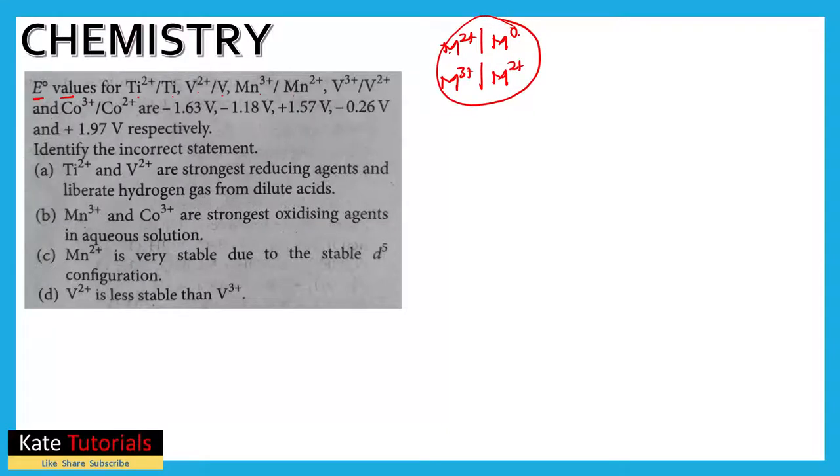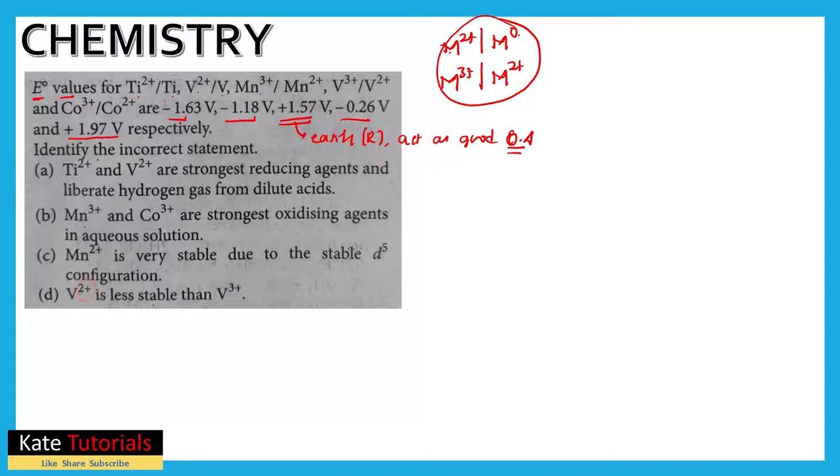Because reduction happens. So they have given, for titanium it is minus, for vanadium it is minus, for manganese Mn3+ to Mn2+ it is plus. It means it will very easily undergo reduction. Easily undergoing reduction means it acts as a good oxidizing agent, right? Next, V3+ to V2+ it is minus, and last, Co3+ to Co2+ is plus 1.97 volt.